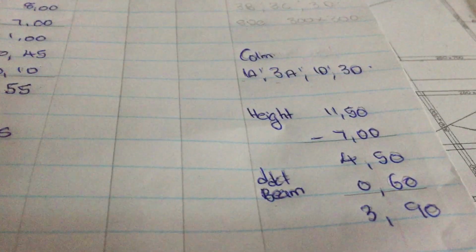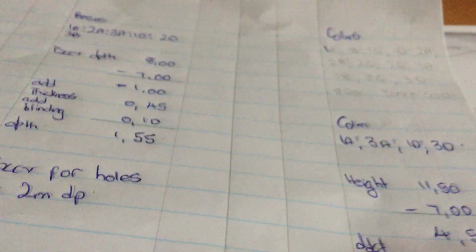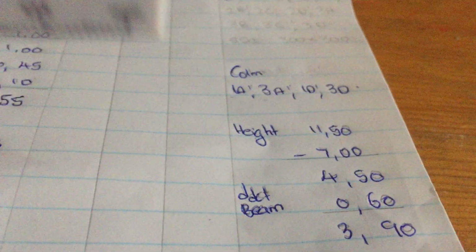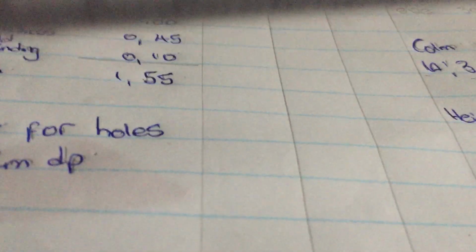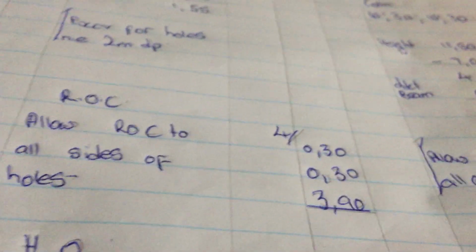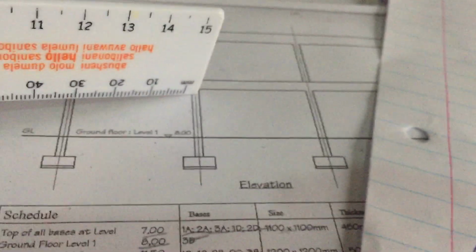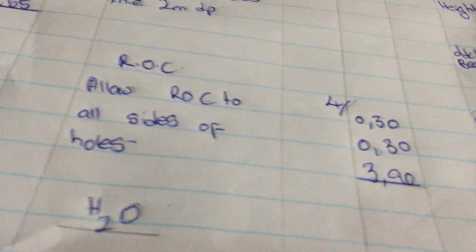So let's look at this. I told you the top of the round beam is 11.50, and then we subtract the top of the concrete bases, which is 7, and I got 4.50. I had to deduct the height of the beam, which is 600, so minus 0.60, and my answer was 3.90. Now when I book it, it's 0.30 by 0.30 by 3.90, the total height. So from there to there, what this simply shows is that it's 3.90.